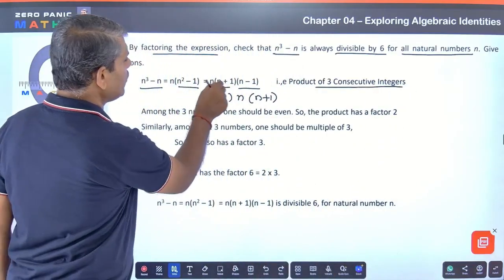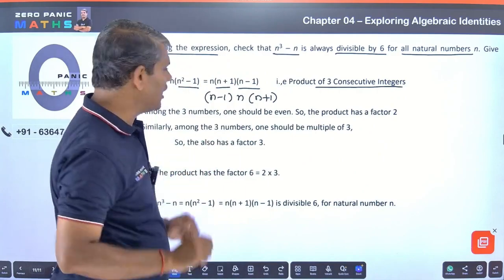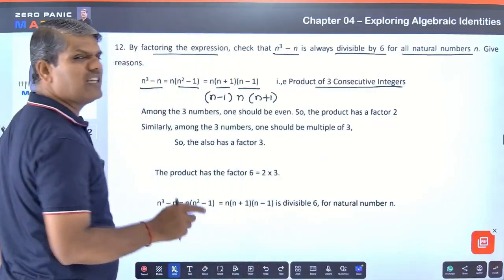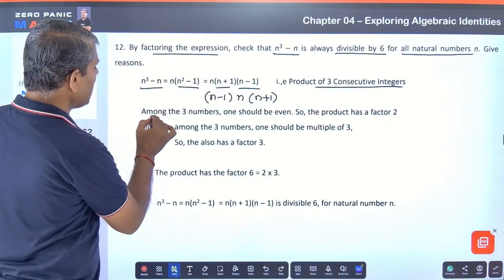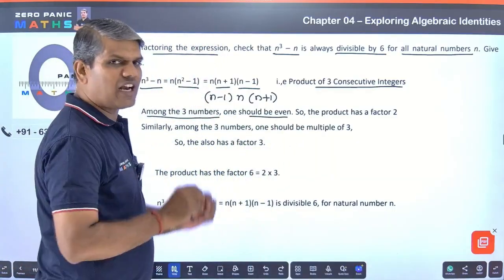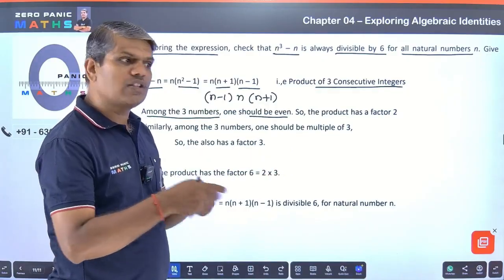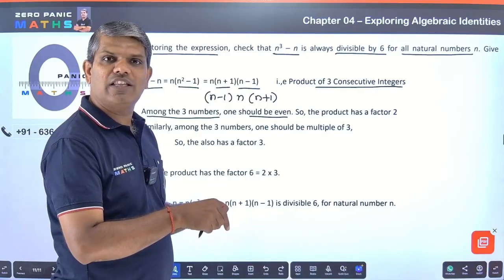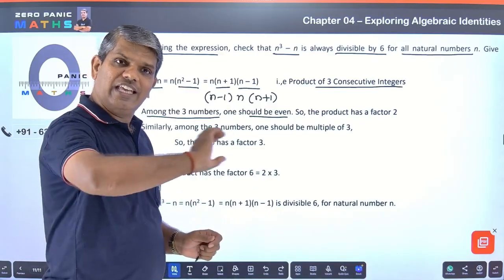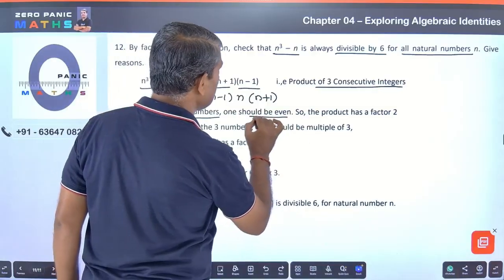This product is looking at three consecutive integers in series, only three consecutive numbers. If the product has three consecutive integers, it's very simple. Just see that among the three numbers, one should be even. If three numbers are given continuously, 1, 2, 3, 2 is even there. 3, 4, 5, 4 is even there. 5, 6, 7, 6 is even there. So if you consider any three consecutive integers, there will be one number which is even.